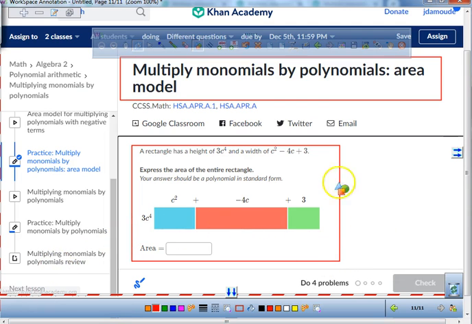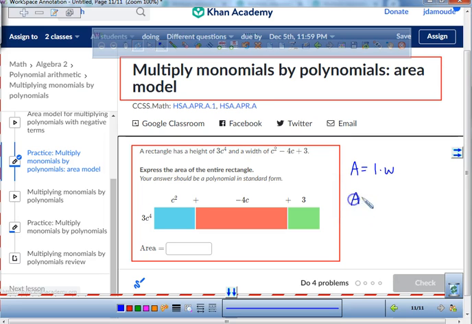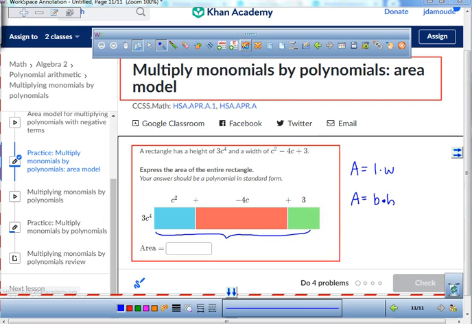All right, so if we look at this rectangle, does everybody understand how to find the area of a rectangle? It's the length times the what? Length times the width. Sometimes they say base times height. So base times height, or the length times the width. I don't care whether you call this the base, or the width, or the height. It really doesn't matter what you call it, as long as you know that you're multiplying things together.